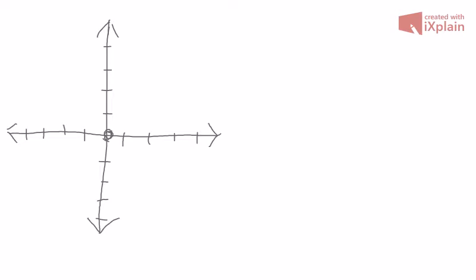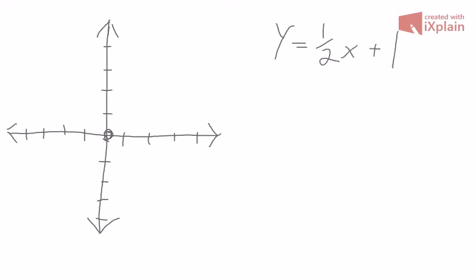So yeah, that's great. But what if you have a line that isn't perfectly horizontal or perfectly vertical? How do you find a line that will be perpendicular to it? So let's start with a nice simple line: y equals 1/2 x plus 1.